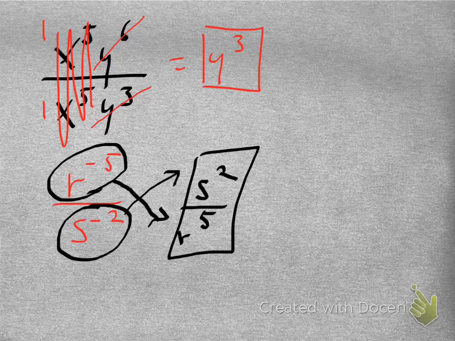So if you see a negative exponent, it is in the wrong place. If it's in the bottom, move it up to the top. If it's in the top, move it down to the bottom. All right, so that begs this question.